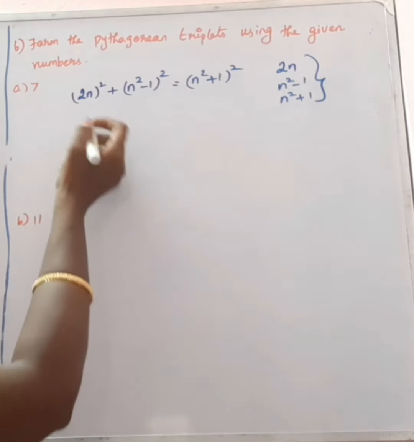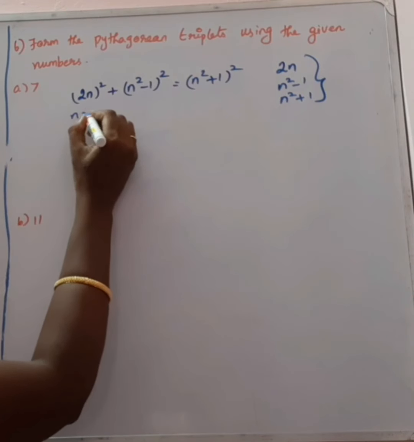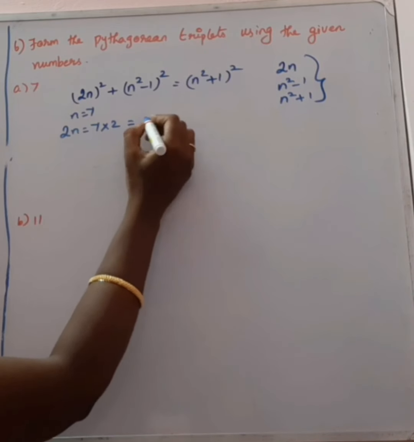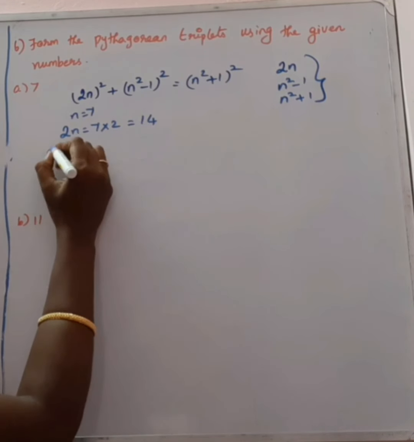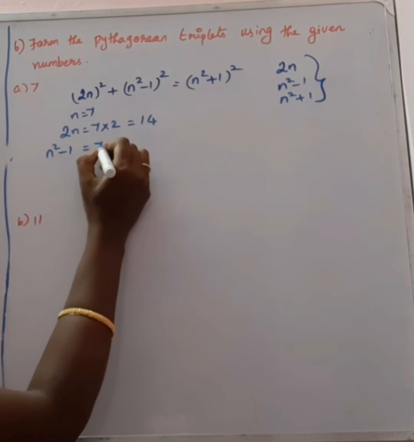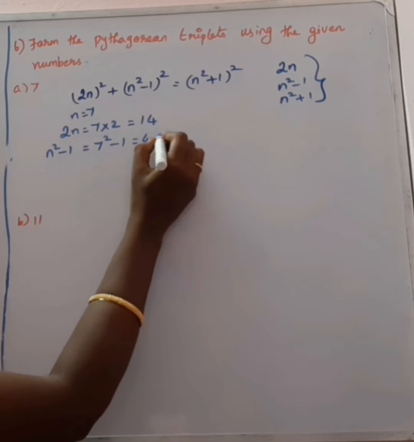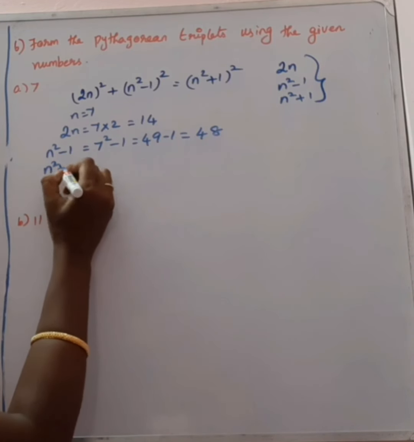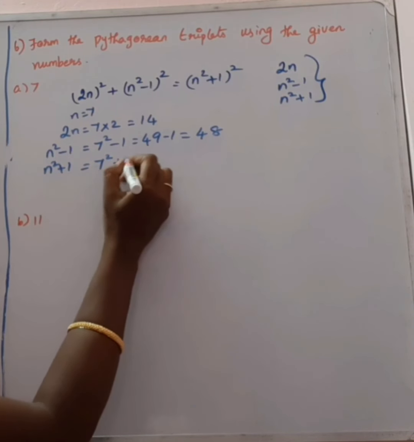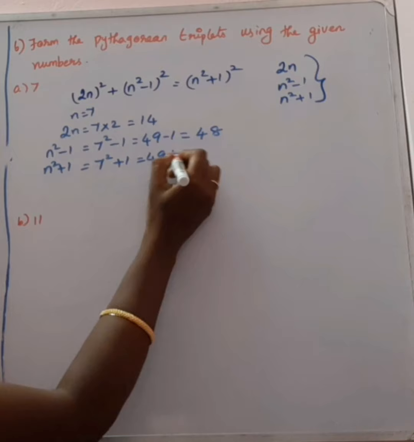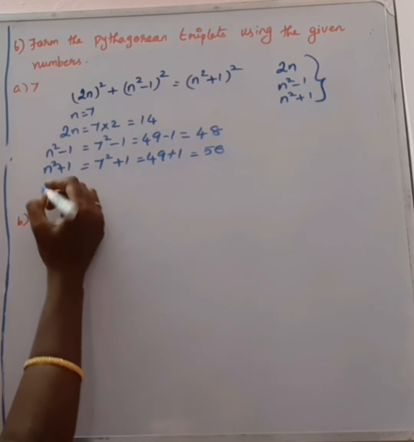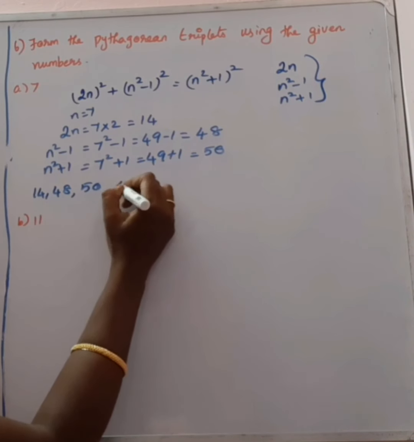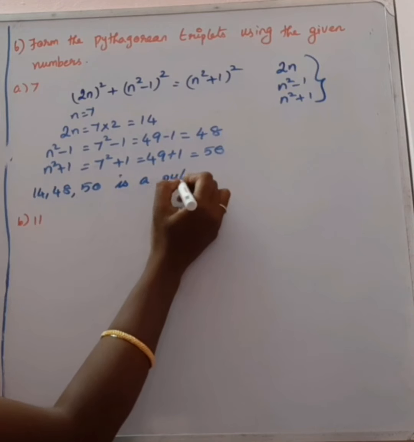So what is the n value? The given n equals 7. Therefore 2n equals 7 into 2, which is 14. Then n square minus 1 is 7 square minus 1, so 49 minus 1 gives 48. Then n square plus 1 is 7 square plus 1, which is 49 plus 1, equal to 50. So 14, 48, 50 is a Pythagorean triplet.